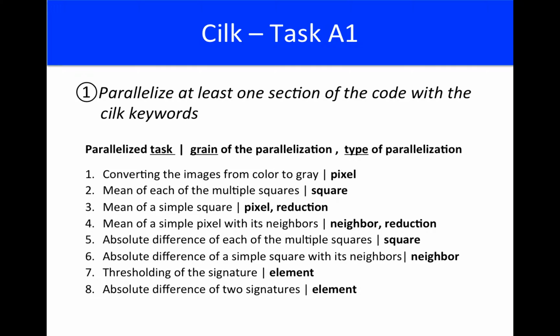Sixth, there is some more parallelism in this absolute difference related to the neighbors, in that they are all used, and this operation is also independent. Seventh, when thresholding the resulting signature, each element is independent, and this means more parallelism again. And eighth and last, parallelization when comparing the signatures of two images. This comparison is element by element, and since they are independent, this means parallelism one last time.